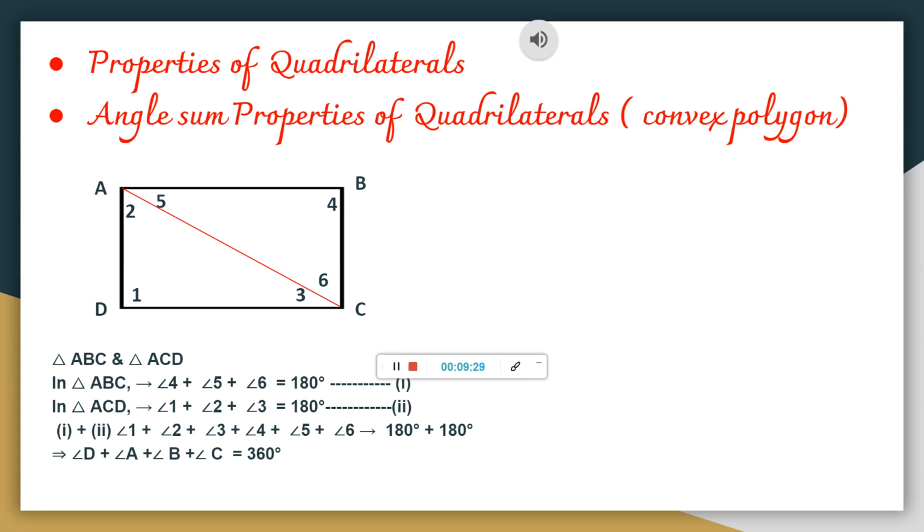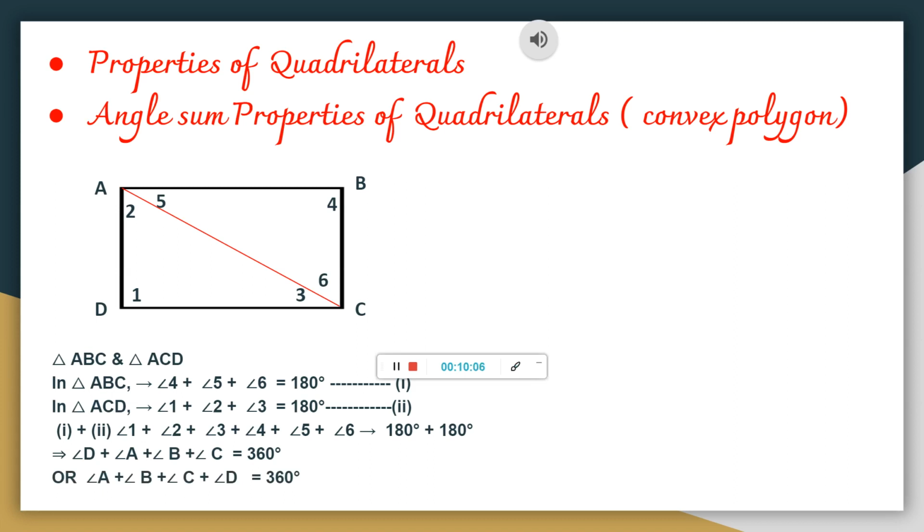Now in order to find out how much would be the sum of the angles, let's draw a diagonal. So let's draw this diagonal AC and now let's also name the angles. Let us name the angles like this: this angle 1, this angle 2, angle 3, this is angle 4, this angle is 5 and this is angle 6. That's how we have named the angles, so that it becomes simpler for us to find out the angle sum.